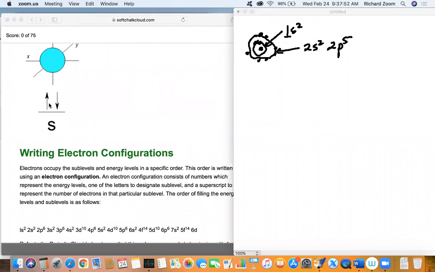You'll notice that the electrons are always going to be oppositely directed when they're in the same orbital. So if one's up, the other one will be down.